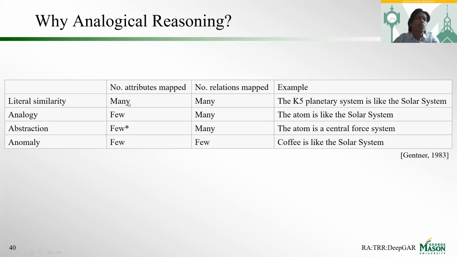Because if you see analogical reasoning, it is less focused on the attribute, it's mainly focused on the relationship. So it can help us to make many relationship mappings. That's why we chose to use analogy to find the relationship between totally cross-domain, distinct domains. How can we do that?